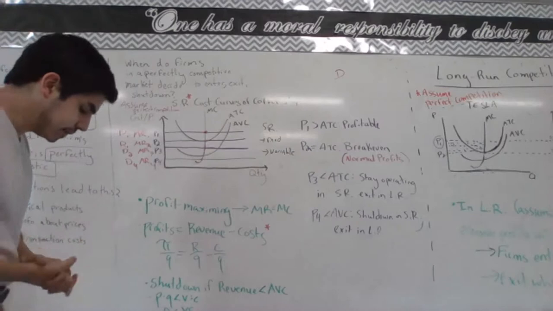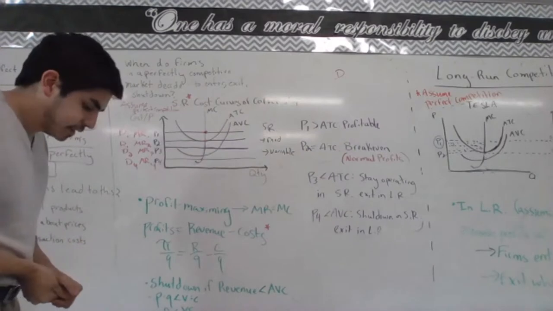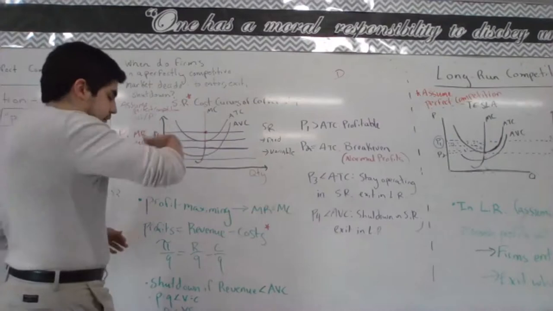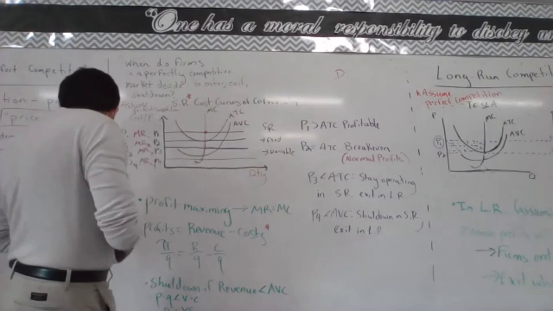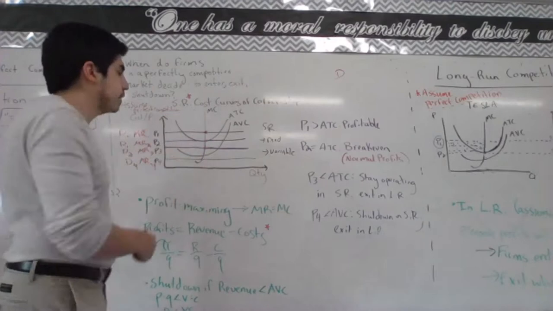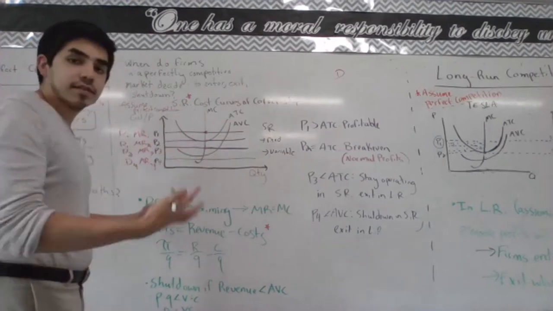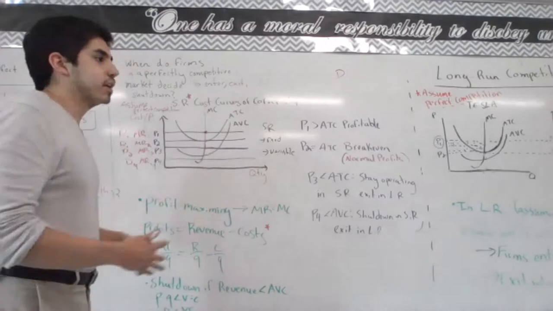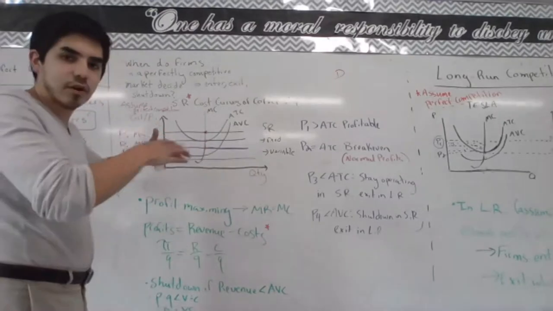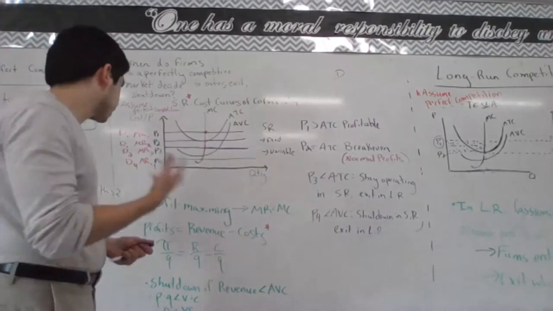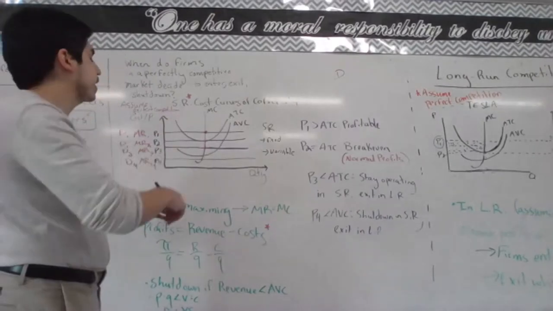So we know that these cost curves are curves, and that means that the cost associated with production of coffee is not constant. It's not going to have a constant rate of change. These aren't straight lines, right? There's no constant rate of change. They're curves.